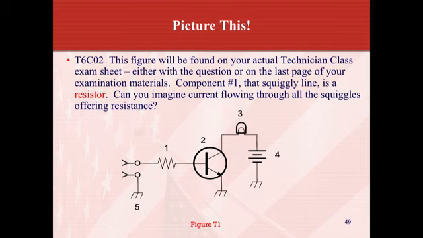Okay, this figure will be found on your actual technician class exam sheet, either with the question or on the last page of your examination materials. Component number 1, that squiggly line, is a resistor. Can you imagine current flowing through all the squiggles offering resistance? I guess that's one way to imagine it, but again, the resistor is a very, very distinctive component.